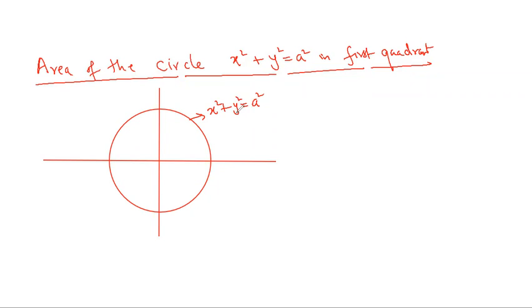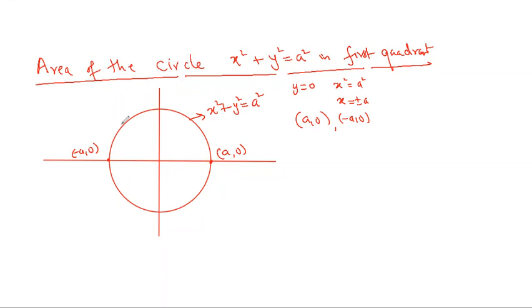If I put y as 0, this point will be a and this point will be minus a. You understood that part? I put y as 0, so x square will be a square, so x is plus or minus a. So the points on the circle are a comma 0 and minus a comma 0.